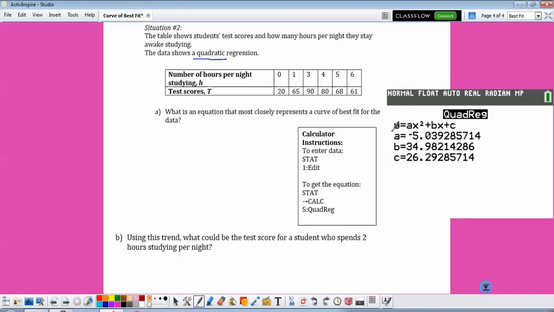So it gives me the format of my equation and then the numbers to plug in. So y equals negative 5.04, we're going to round to 2 decimal places, x squared, plus 34.98x plus 26.29.